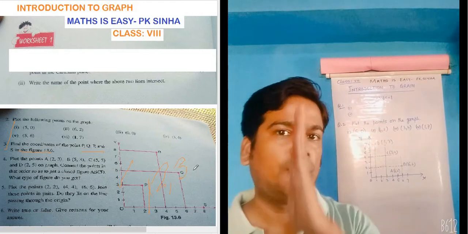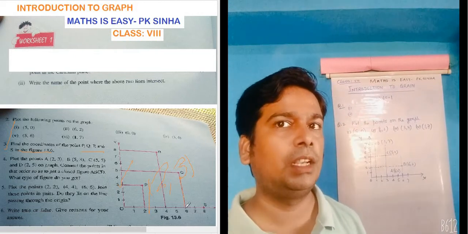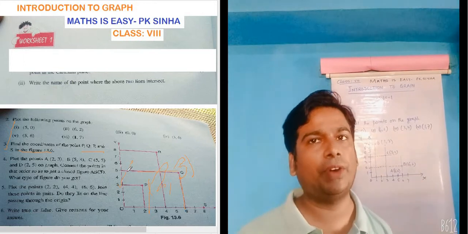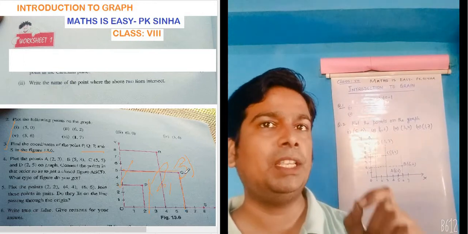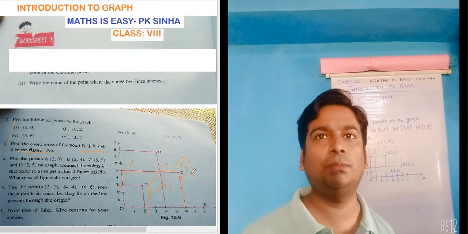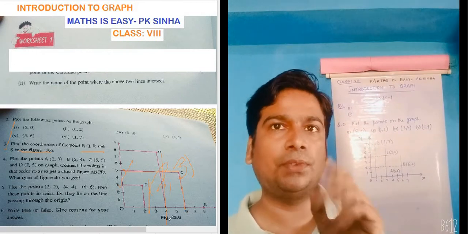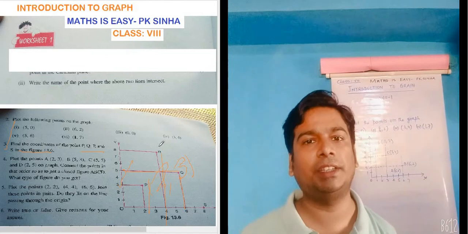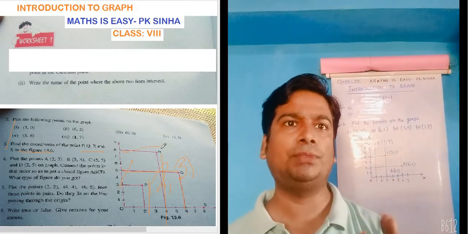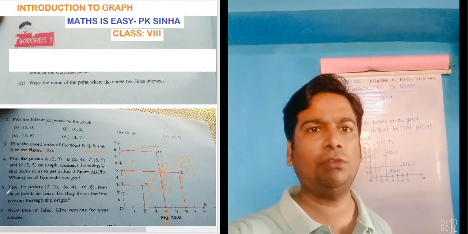Now Q, when we see the perpendicular from Q, it is at 6 on the x-axis and at 5 on the y-axis. So the coordinates of the point Q will be (6, 5). Now for the coordinates of the point R, the perpendicular drawn on the x-axis is at 4 and on the y-axis it is at 8. So it will be (4, 8). Understood? Same way you try questions number 4, 5, 6. If you still have a problem, I will discuss it in the next video, but I think you can solve it.